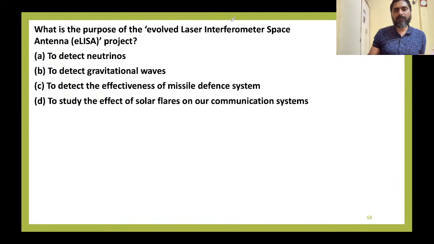Okay, so whenever you see this term interferometer, it means that it is being used for a gravitational wave observatory. So here we have LIGO. LIGO is earth based. Then you have LISA. LISA is a space based antenna. So LISA is at L1 point, and we are going for evolved LISA.